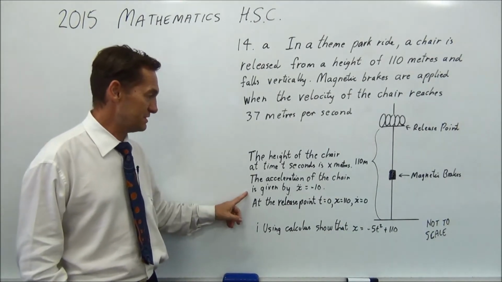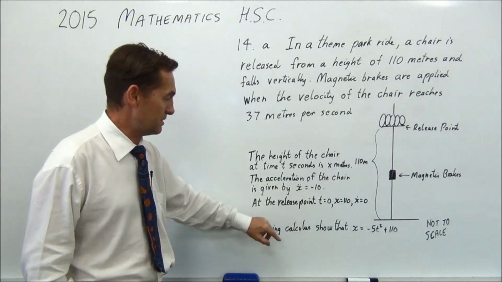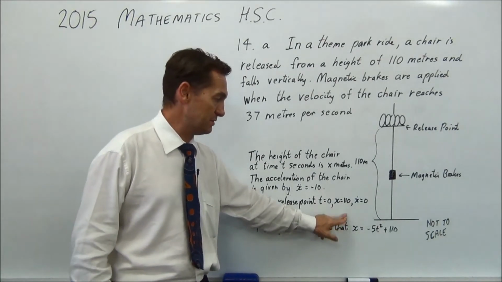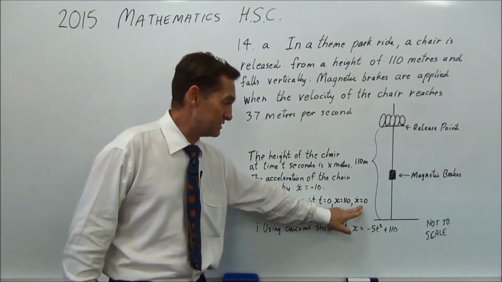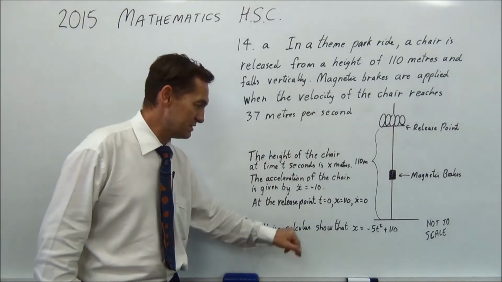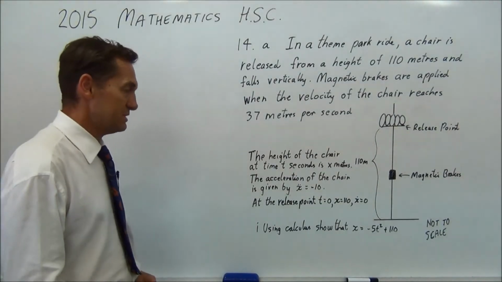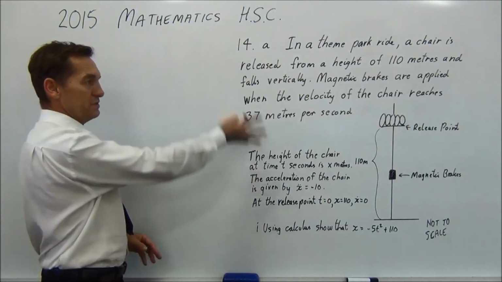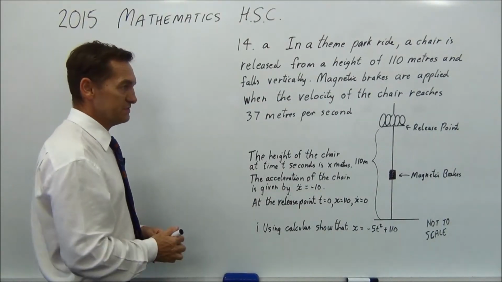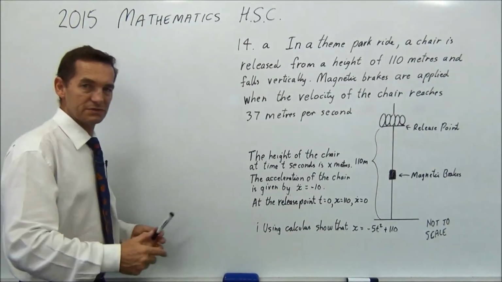The acceleration of a chair is given by x double dot equals minus 10. At the release point, t equals 0, x, which is displacement, equals 110, and x dot, which is velocity, equals 0. Using calculus, there's two parts, we'll do one at a time. Using calculus, show that x, which is displacement, equals minus 5t squared plus 110. This should be fairly straightforward. There's a lot of information there, but actually doing this should be relatively straightforward. So let's have a go at that. We'll start with acceleration and work our way to displacement.